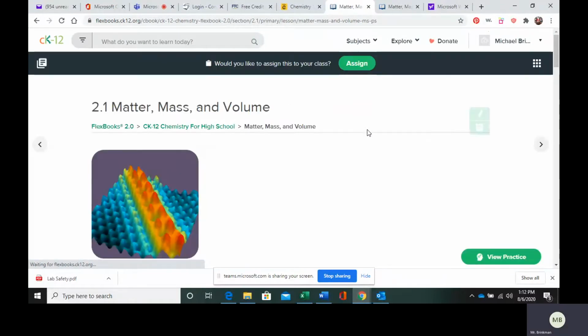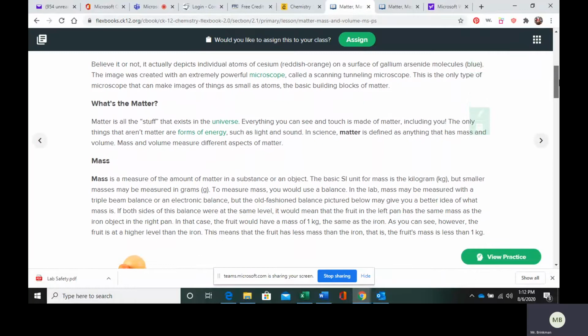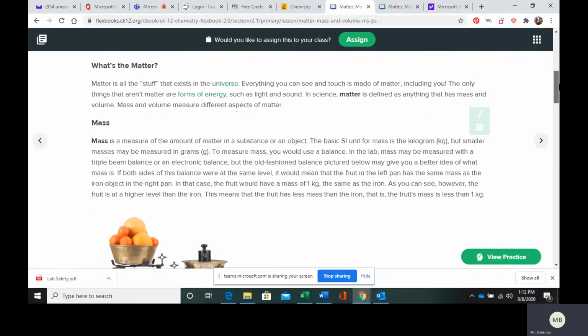All right, and there we go. It's matter, mass, and volume. So let's start. Matter is going to be anything that exists in the universe that we can see and touch. So it's all the stuff that's in the universe. The only thing that isn't going to be matter would be any form of energy. Light, heat, sound, that's not matter.